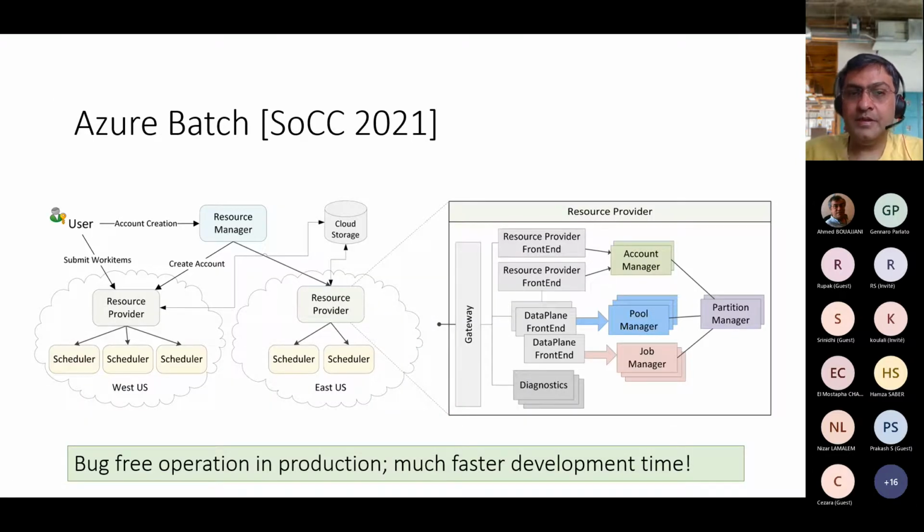I'm not going to go into too many details. There are papers that you can take a look at. We had a paper last year in SOCC, which stands for Symposium on Cloud Computing, where we describe our end-to-end experience in working with a system like Azure Batch. Azure Batch is one of the more popular Azure services, and we worked with that team to write components that were thoroughly tested with Coyote.